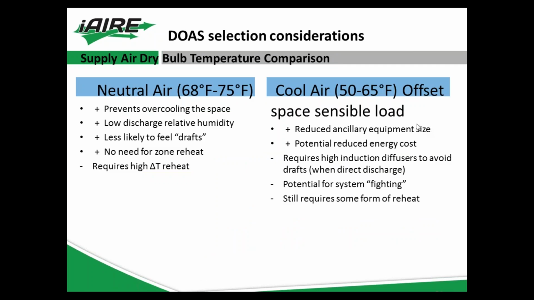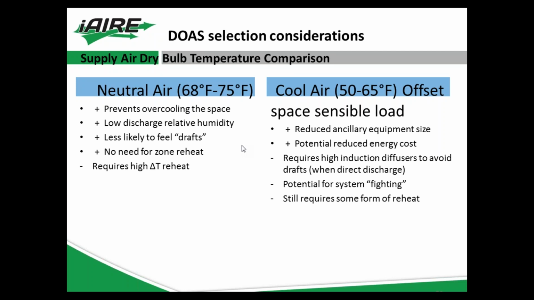Pros and cons. So neutral air is going to prevent overcooling. It says that you're less likely to feel drafts, which was similar to the neutral air from the latent load offsets slide you saw. But also it's going to require a much higher delta T in your reheat. So you have to be sure that the machine is going to be able to handle that.